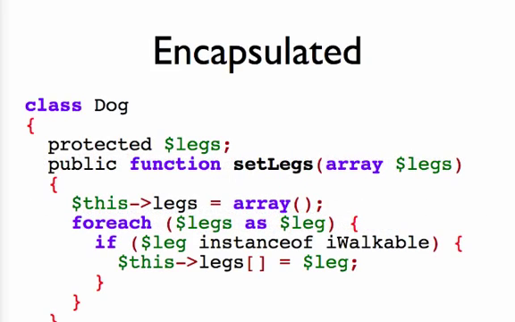So here's an encapsulated dog, right? We've got some legs in the dog class, and we allow you to set the legs as long as it's an instance of IWalkable. And pretend that IWalkable has stop and go or something like that. And we go and add all of these legs. So at this point, I can pass in an array of garbage and say, set this to it. And unless some of the garbage in there is walkable, it's going to ignore it, right? It's not going to set my dog's legs to garbage. Does that make sense?